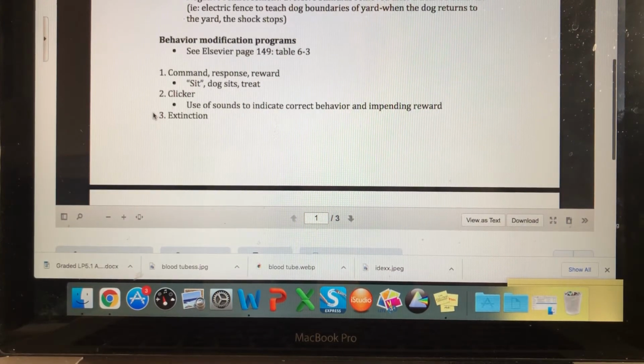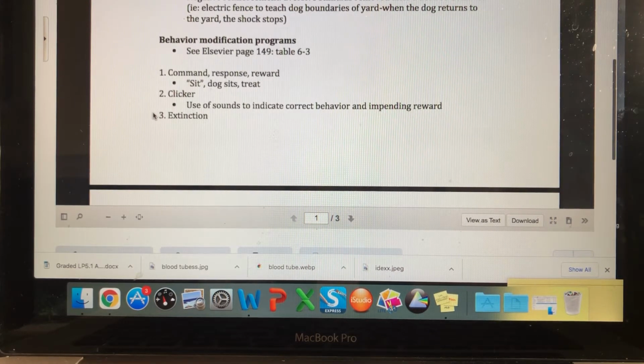So command response reward is a really basic behavior modification program. It's a really popular one. It's where you say sit to the dog. When the dog sits, you give them a treat. So you give them a command, and when the dog does the command correctly, you give them the reward. All right? Many people use that. We do that even with ourselves, I'm sure. If you've ever been like, hey, I really don't feel like doing my homework, but if I study for 15 minutes, I can have some ice cream after. That's basically command response reward.